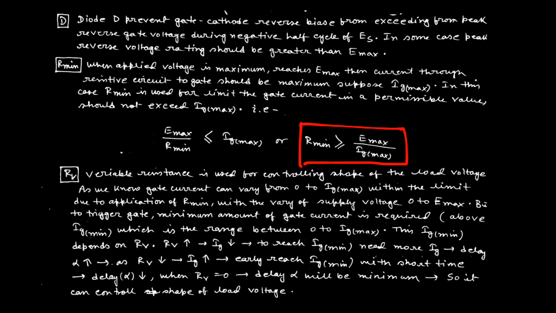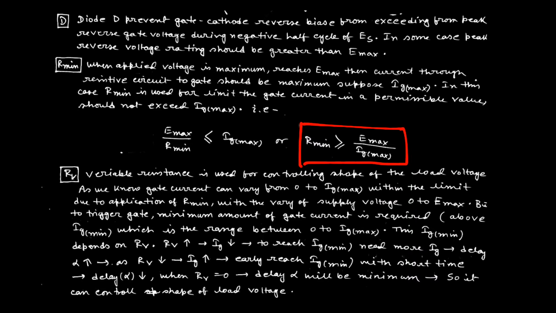Now the very important part is RV, called the variable resistance, which is normally used to control the shape of the output voltage. As we know, the gate current can range from 0 to Ig max, within the permissible limit set by Rmin, with the supply voltage going from 0 to Emax, as we are using a normal sine wave. Suppose we adjust the value of RV to a particular point at which the thyristor can be fired. If we increase the value of RV, the thyristor firing angle will increase. That means we are introducing some amount of delay.